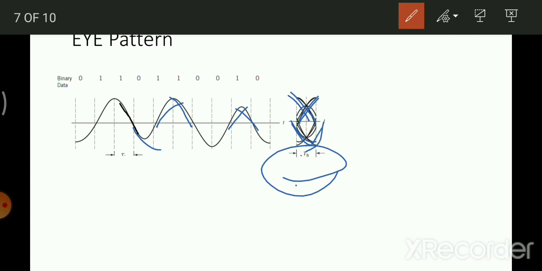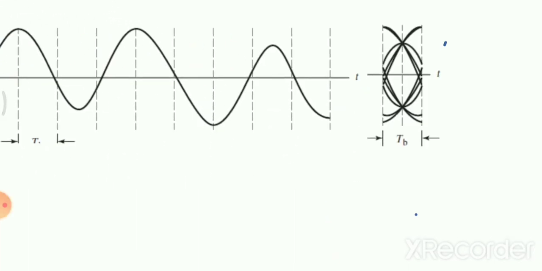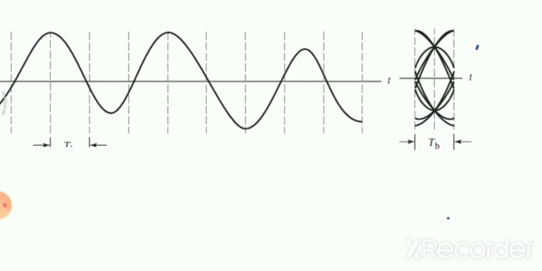So the overall thing looks like an eye, a human eye. It corresponds to a human eye. Let me erase everything. As you can see here, the wider the opening, the lower the ISI. That is the most important point you need to remember.